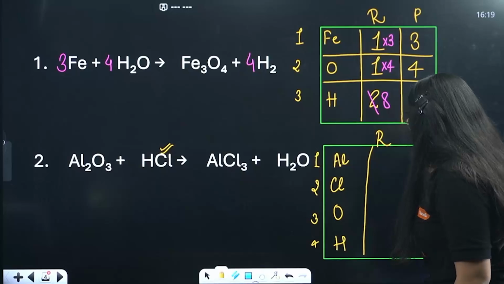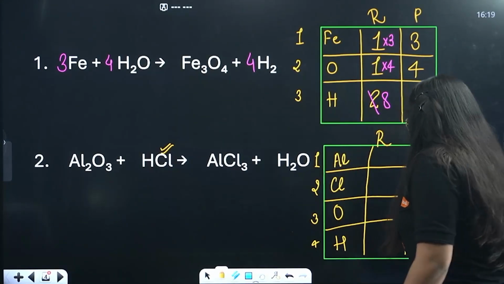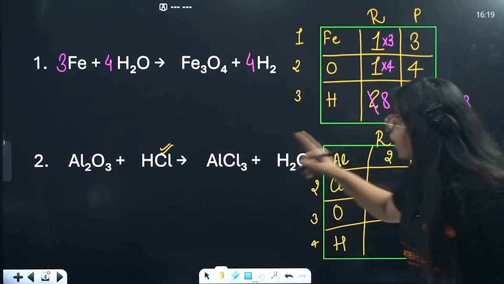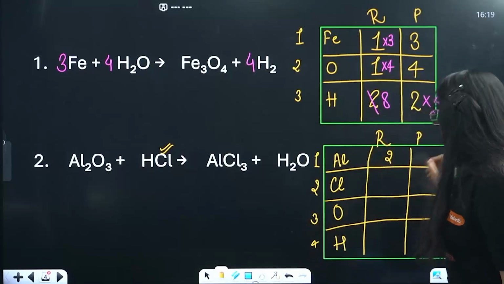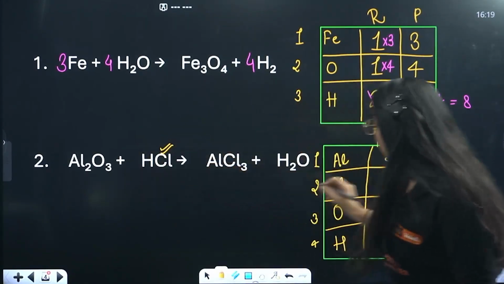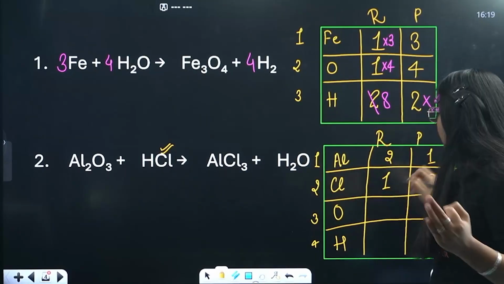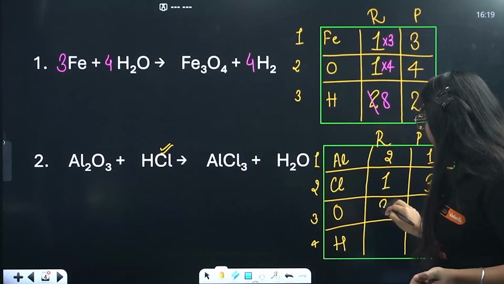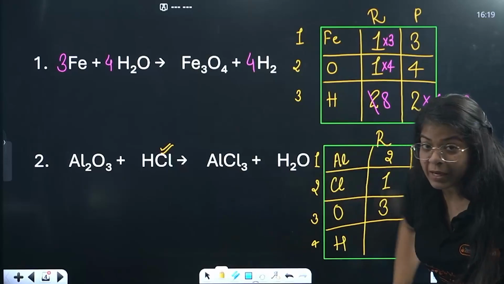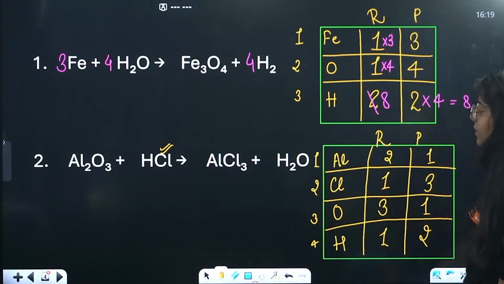Let's just balance it quickly. Now, how many aluminium are there on the reactant side? Only 2. And on the product side? Only 1. Then how many chlorine are there on the reactant side? Only 1, and on the product side it's 3. Oxygen on the reactant side is 3, and on the product side only 1. Hydrogen on the reactant side is 1, and on the product side it is 2. So everything is unbalanced.